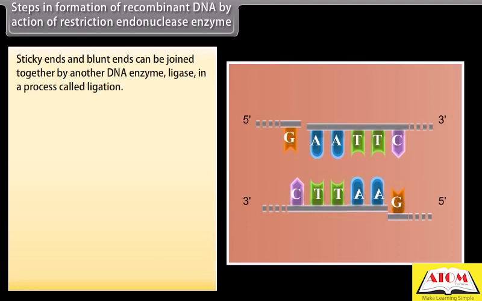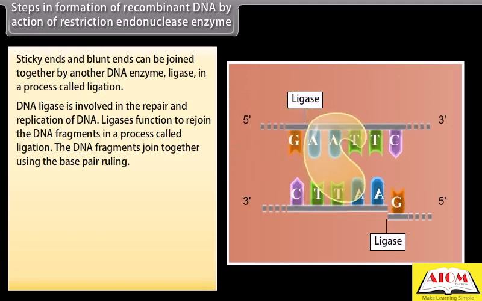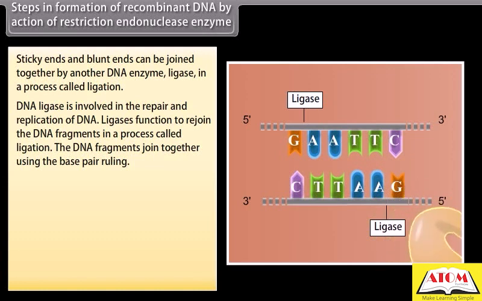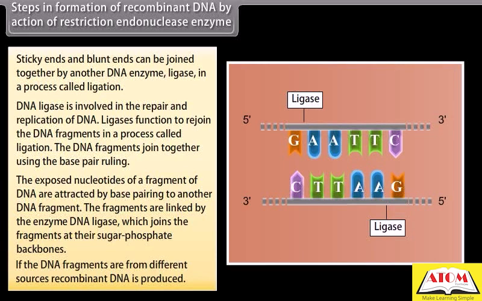Sticky ends and blunt ends can be joined together by another DNA enzyme, ligase, in a process called ligation. DNA ligase is involved in the repair and replication of DNA. Ligases function to rejoin the DNA fragments in a process called ligation. The DNA fragments join together using the base pair ruling. The exposed nucleotides of a fragment of DNA are attracted by base pairing of another DNA fragment. The fragments are linked by the enzyme DNA ligase, which joins the fragments at their sugar phosphate backbones. If the DNA fragments are from different sources, recombinant DNA is produced.